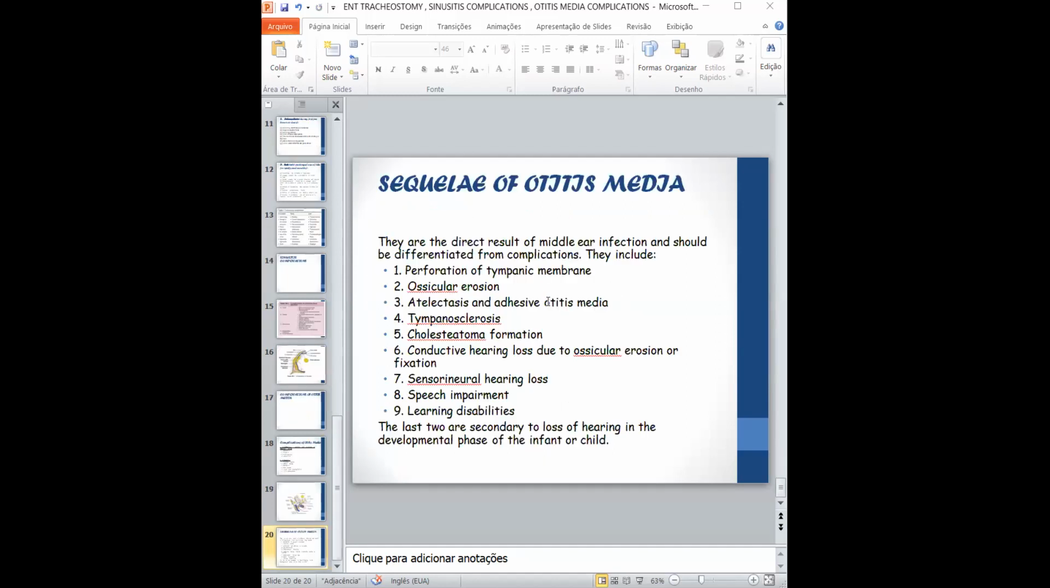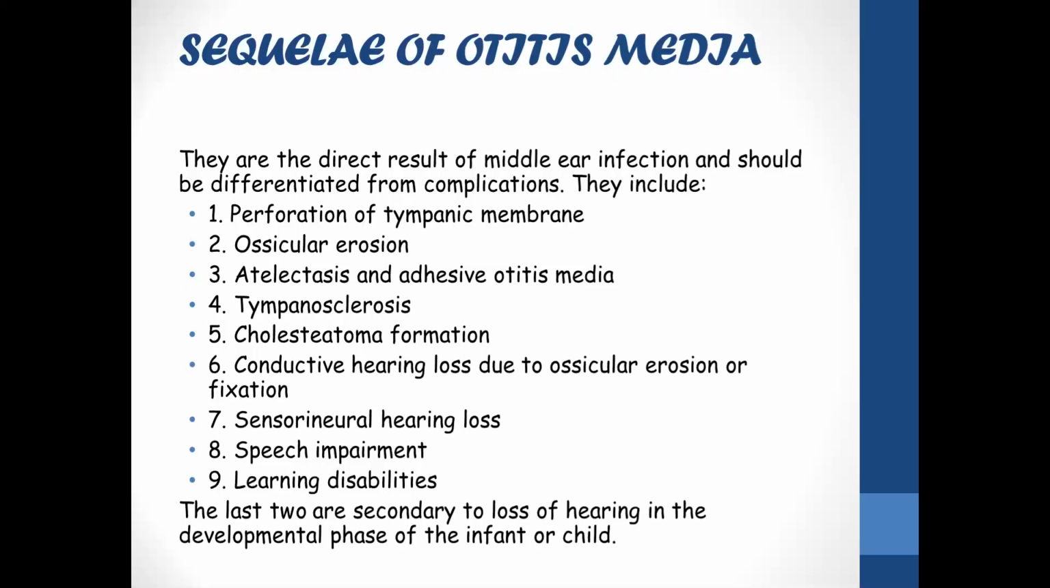Then let's talk about the sequelae of otitis media. These are the direct result of middle ear infection and should be differentiated from complications. They include perforation of the tympanic membrane, ossicular erosion, atelectasis and adhesive otitis media, tympanosclerosis, cholesteatoma formation, conductive hearing loss due to ossicular erosion or fixation, sensorineural hearing loss, speech impairment, and learning disabilities. The last two are secondary to loss of hearing in the developmental phase of the infant or child.